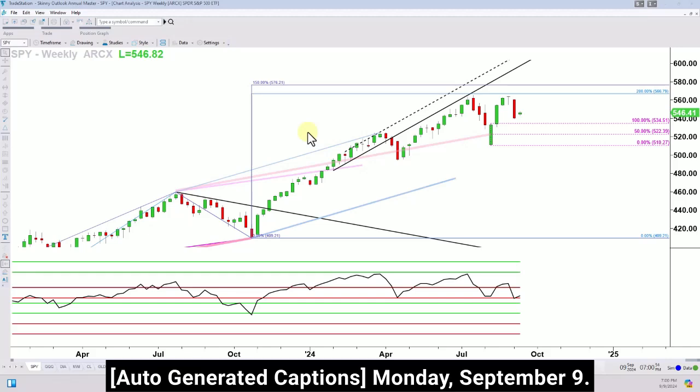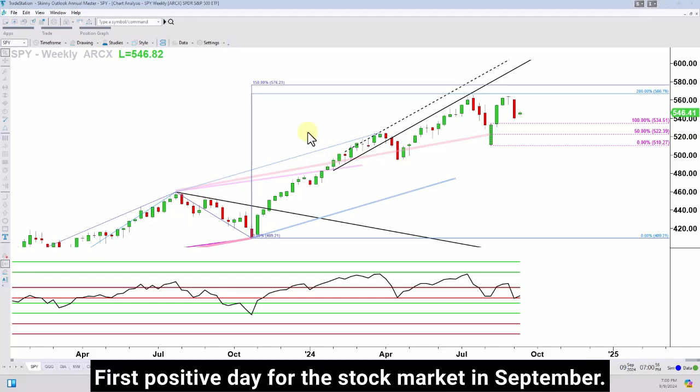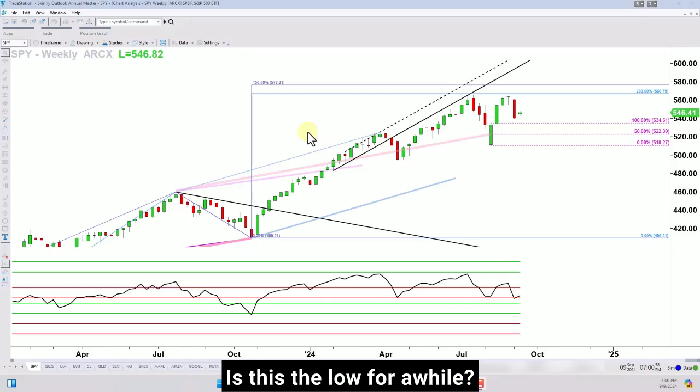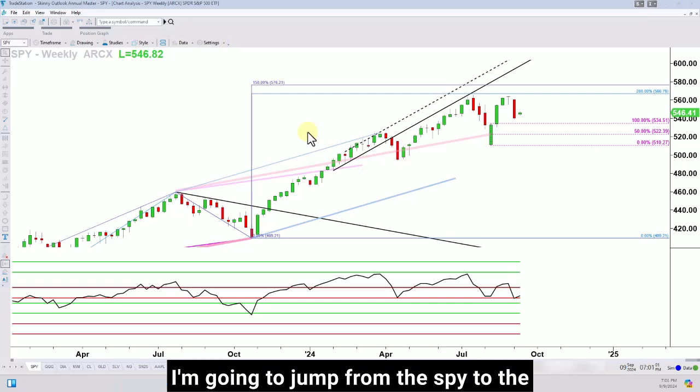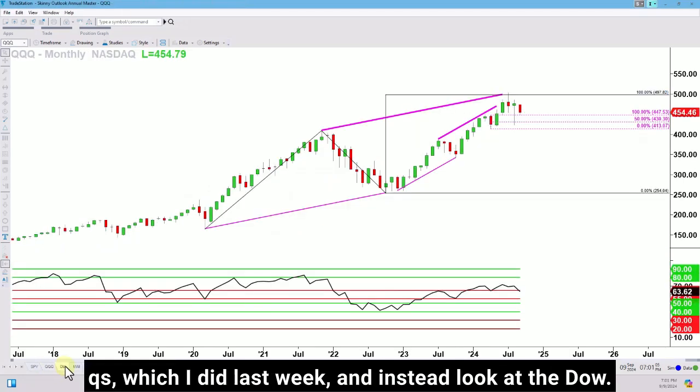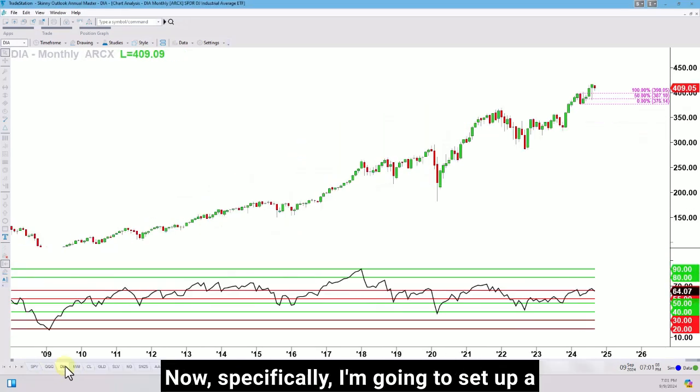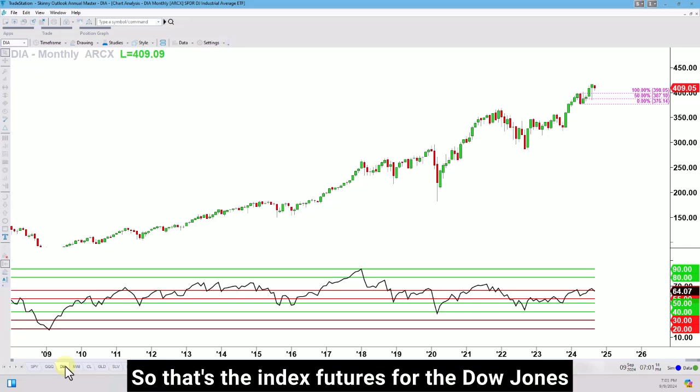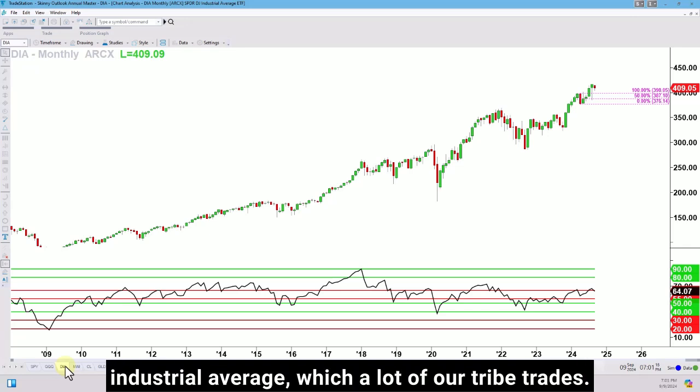Monday, September 9th, first positive day for the stock market in September. And you must be wondering, is this it? Is this the low for a while? I'm going to jump from the SPY to the Qs, which I did last week, and instead look at the Dow. Specifically, I'm going to set up a panel here of charts for YM futures. That's the index futures for the Dow Jones Industrial Average, which a lot of our tribe trades.